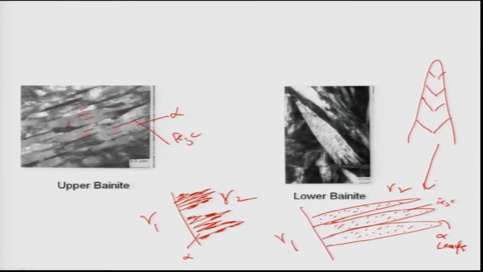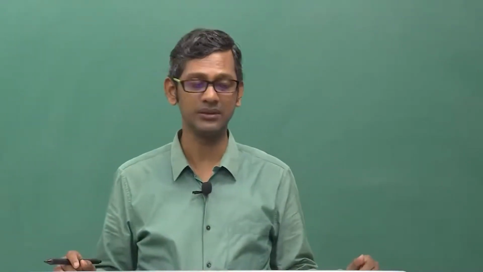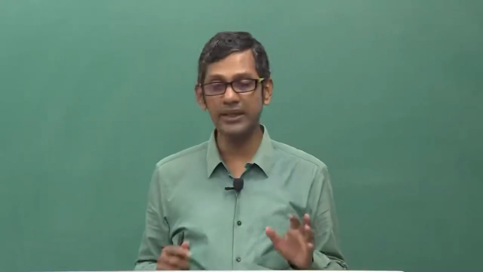Many people call this basically plates of alpha, and the upper bainites are known as needles of alpha, okay, or laths of alpha. There are different kinds of misnomers in the literature. So let us call it alpha leaves in the case of lower bainites and alpha needles or plates in the case of upper bainite. That is a better definition as far as the morphology is concerned. So that is the way the transformation happens.